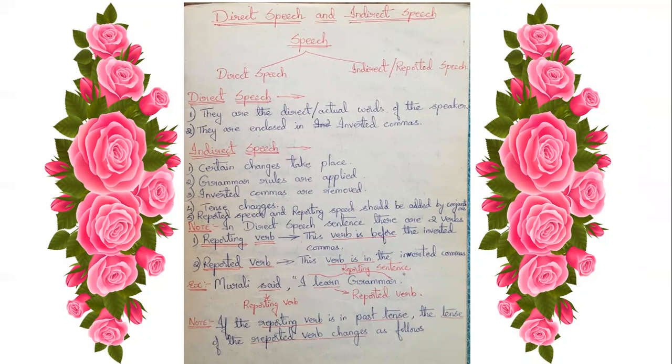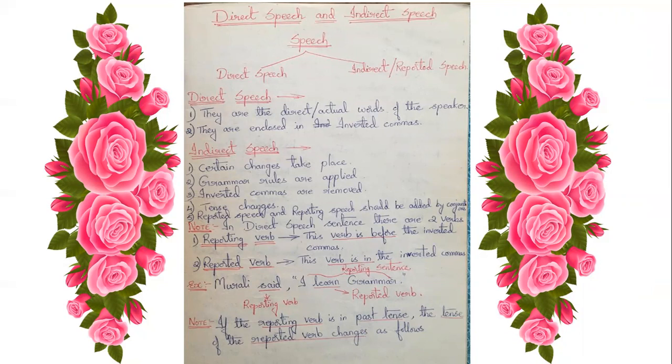In indirect speech, certain changes take place. Grammar rules are applied, inverted commas are removed, and the tense changes. If it is simple present tense, it will change to simple past. So the tense changes, and the reported speech and reporting speech should be joined by conjunctions. Let me make it more clear.